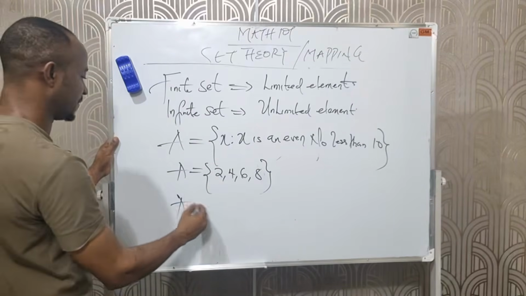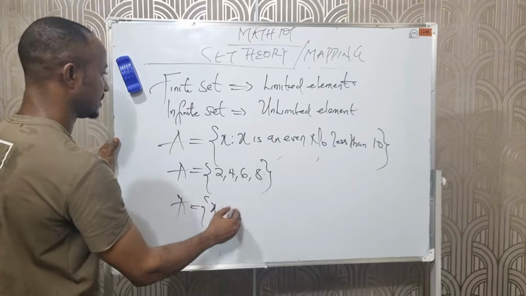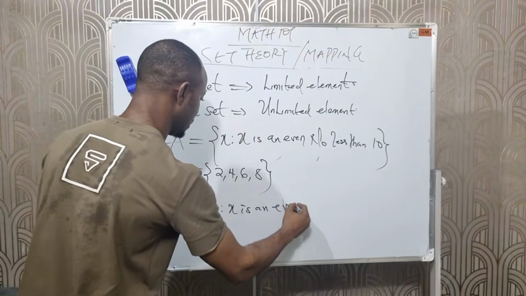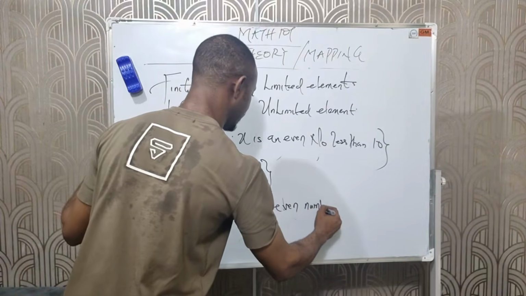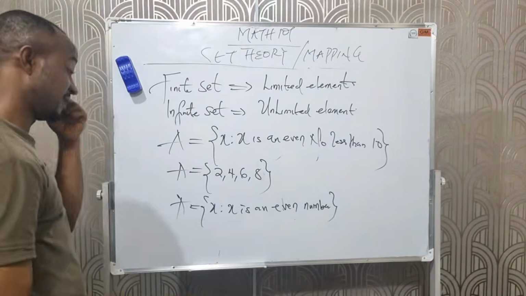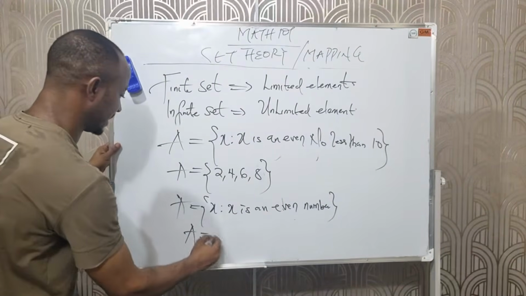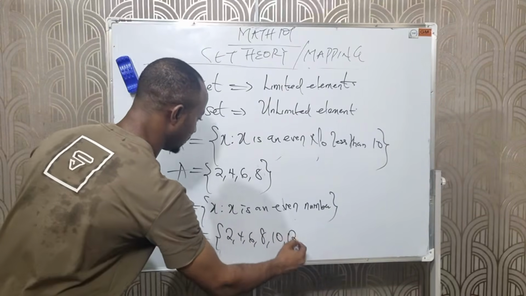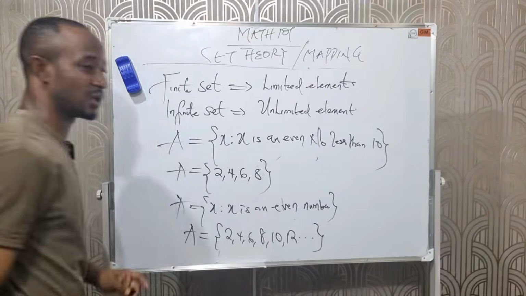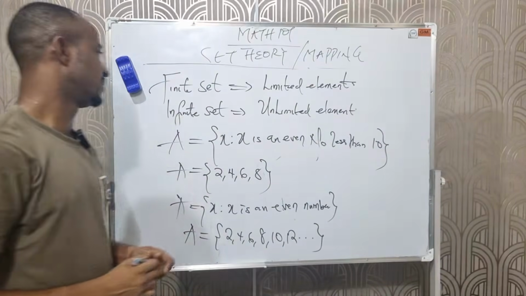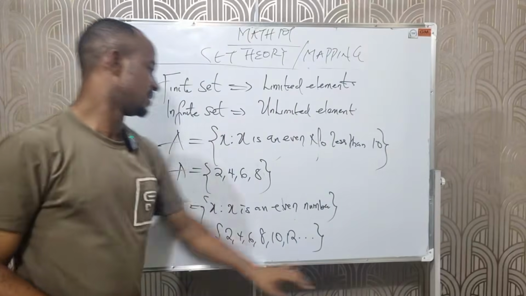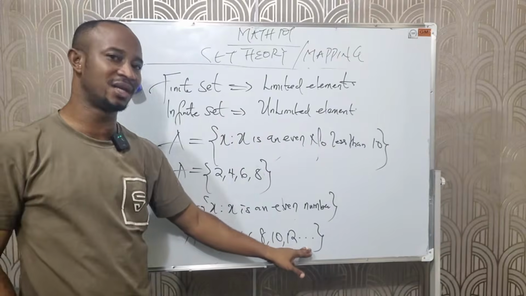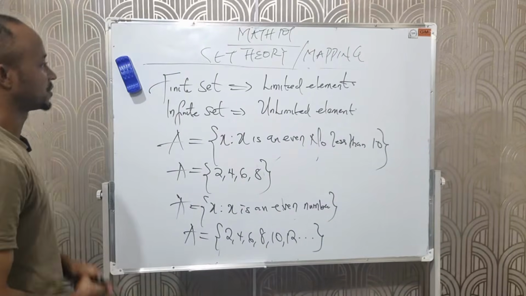But if we are told that A is such that x is an even number, this simply implies set A is what? 2, 4, 6, 8, 10, 12, dot, dot, dot. We cannot exhaust it. That means it goes to infinity. So the word infinity is the same as the word infinite. It has no end. The numbers here are unlimited. So that is just that.